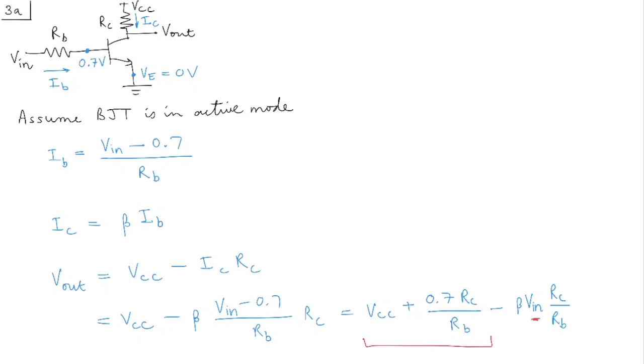So if you look at the gain of the amplifier, it's simply going to be beta RC divided by RB, right? So gain is going to be simply minus beta RC over RB, because that's what is going to multiply the AC component of Vin. Is that okay?